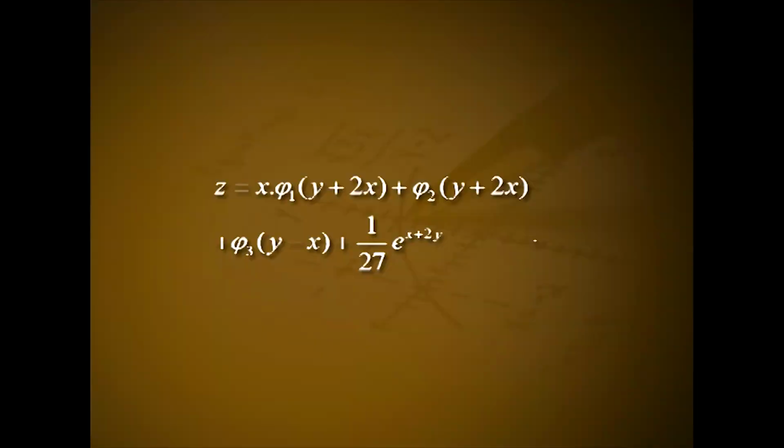Therefore, the complete solution is z = xφ₁(y + 2x) + φ₂(y + 2x) + φ₃(y − x) + 1/27 e^(x+2y). Case 2: Q(x, y) is equal to sin(ax + by) or cos(ax + by).